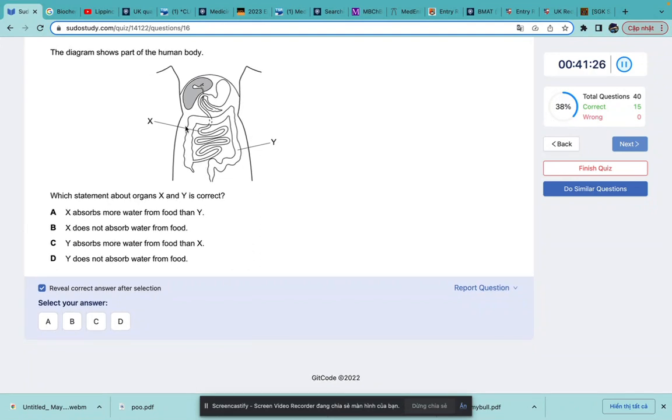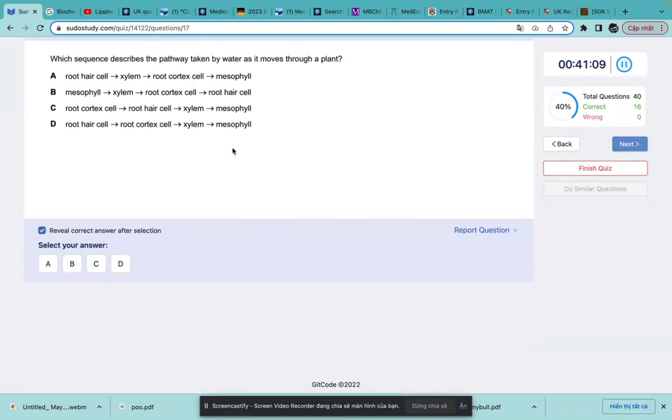So here, this is the small intestine. This is the large intestine. The small intestine absorbs a lot of water and food. So X absorbs more water from food than Y. It moves through plants. It should be through the root hair cell first, then the root cortex cells, then xylem, and then mesophyll.